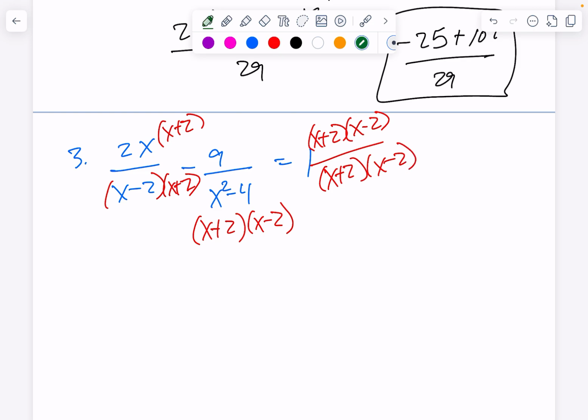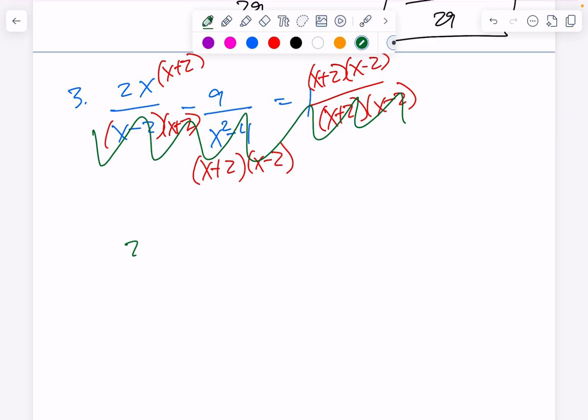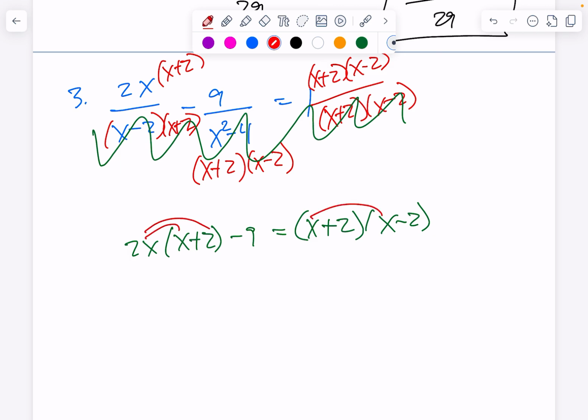And then we can clear the denominator because it's equal. So it's 2x(x plus 2) minus 9 equals (x plus 2)(x minus 2). And now we want to distribute. Distribute there and distribute there. And you get 2x squared plus 2x minus 9. Nope, that should be 4x.